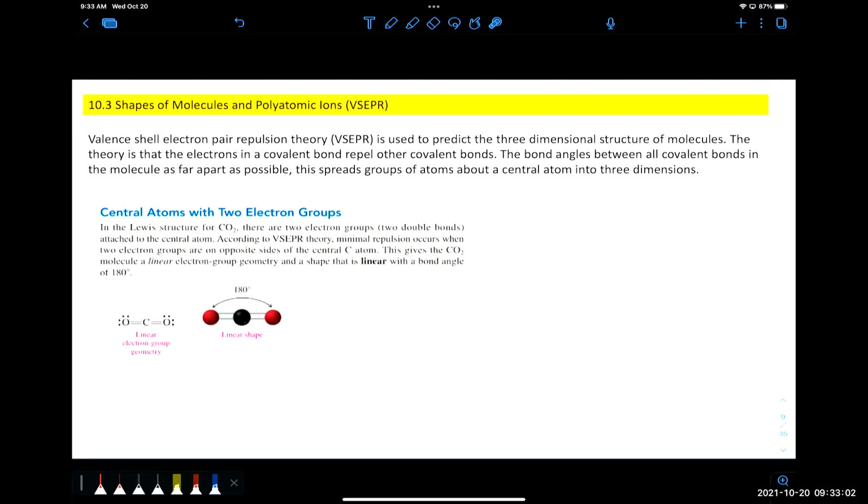There's a really cool website that has a bunch of molecules on it that you can click on with your mouse and drag around to see the 3D shapes.